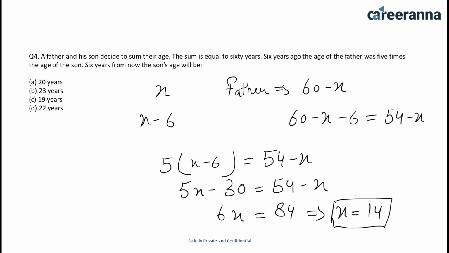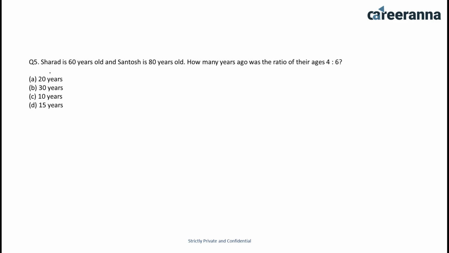Now we know the value of x, that is the present age of the son. We want to find the son's age 6 years from now. If the present age of the son is 14, and 6 years from now, if we add 6 to this, we will get the answer 20. So we can say 6 years from now the son's age will be 20. If we see, option A is the correct option. Let's see our last question.